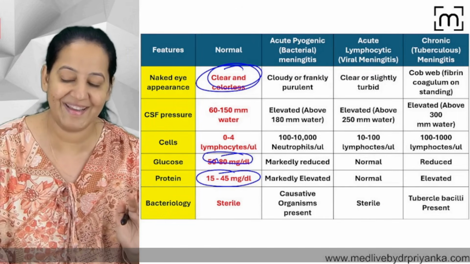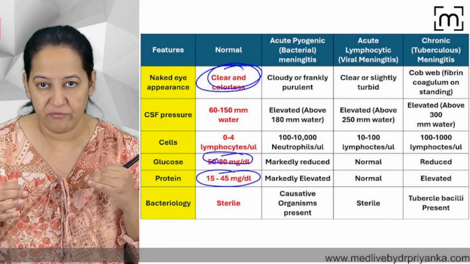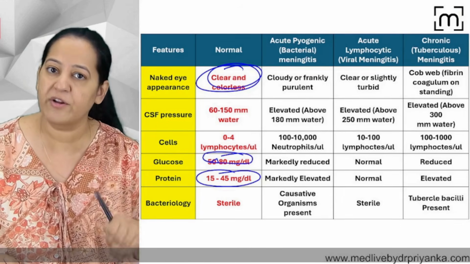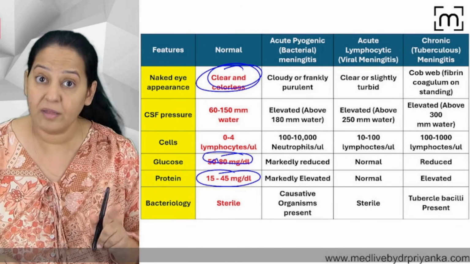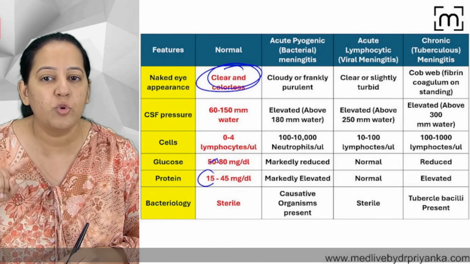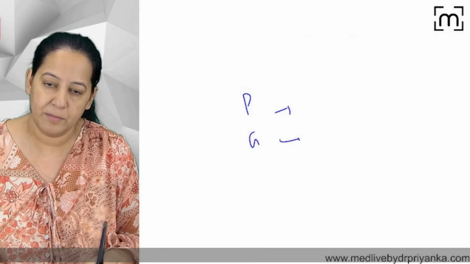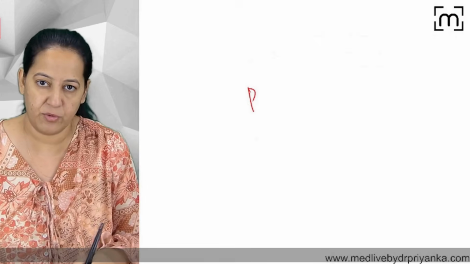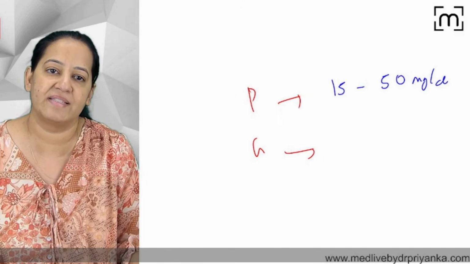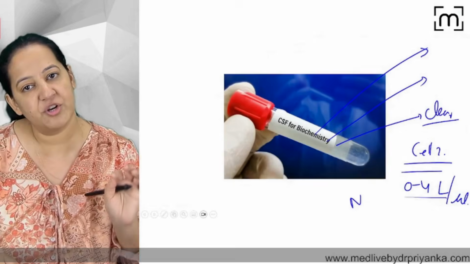So learn the values, because when you get clinical questions, MCQ questions in your exam, they give you the value. If you don't know the normal value of CSF glucose and CSF protein, you cannot interpret whether in that question the protein is increasing or decreasing, glucose increasing, decreasing, or it's normal. So learn the normal. Protein is 15 to 50 milligram per deciliter, and glucose is 50 to 80 milligram per deciliter. So this is the composition of normal CSF.